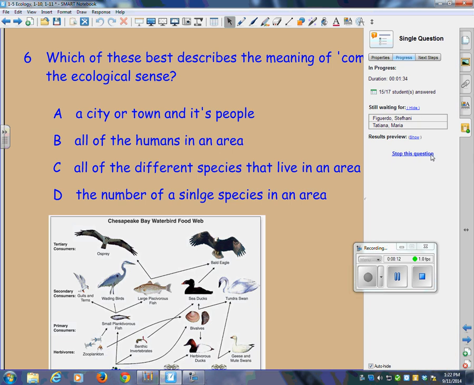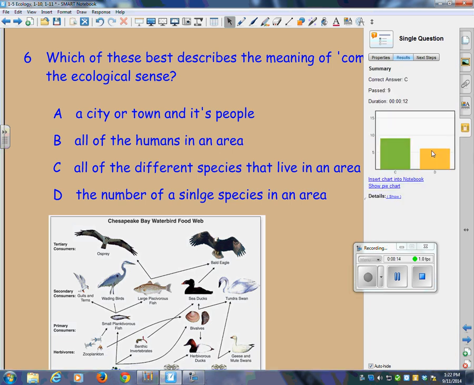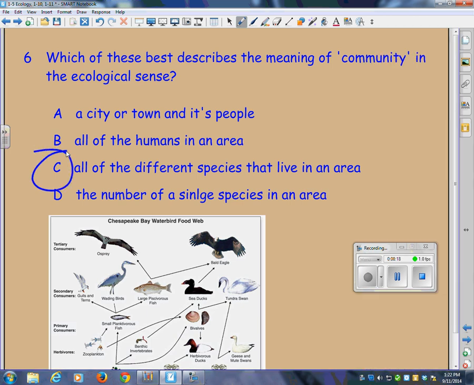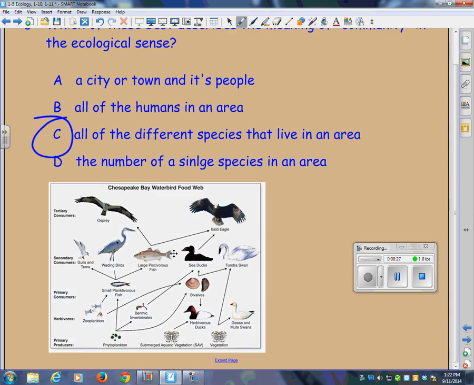Correct answer? C. Oh, I kind of tricked you a little bit there, didn't I? Right? So it's all of the different species that live in an area is the community. So we're talking all of the eagles, all of the birds, all of the fish, all the ducks, everything, right? It's not the number of a single species.